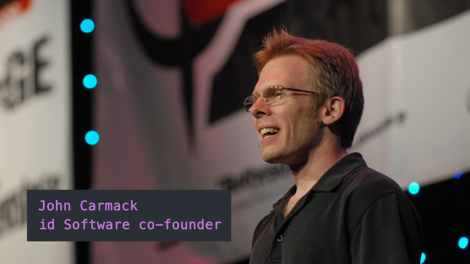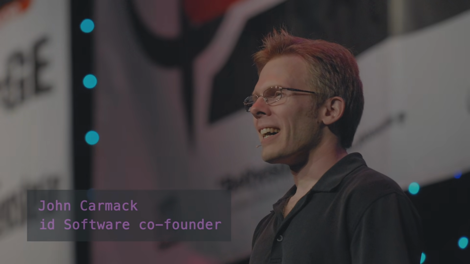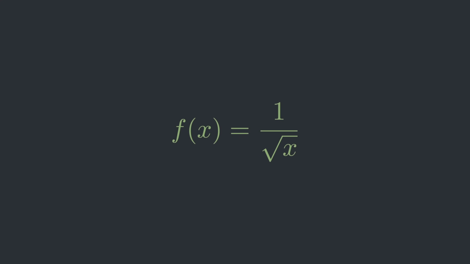In 2005, game company id Software open-sourced the engine for their video game Quake III Arena. In that source code, fans of the game discovered an algorithm that was so ingenious it quickly became famous. And the only thing this algorithm does is calculate the inverse of a square root.